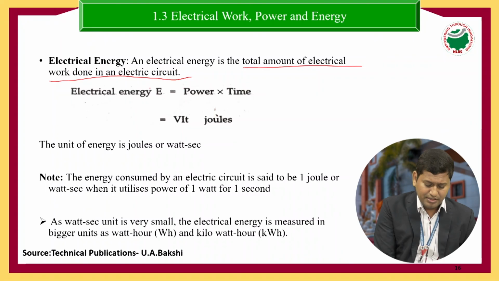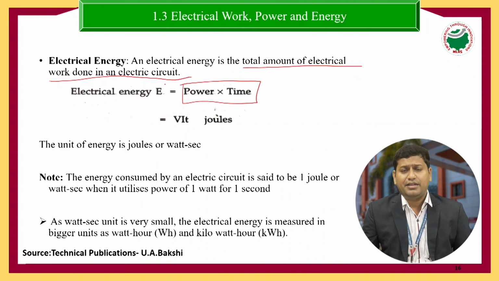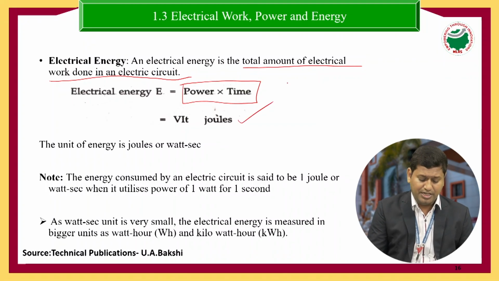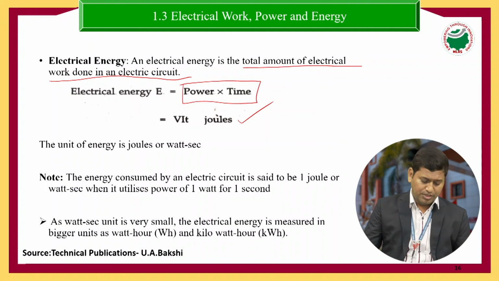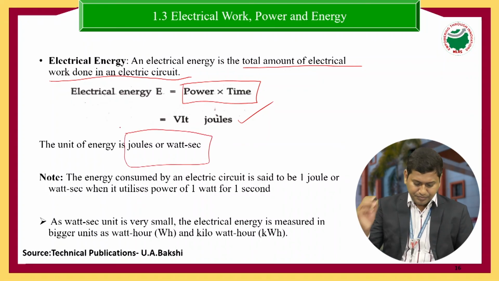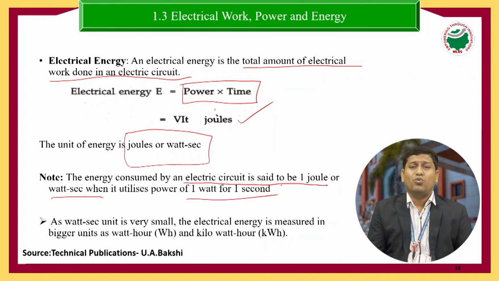The electrical energy is given by the multiplying factors of power and time. That is VIT, given in joules. The unit of energy is joules, or I can write it as watt second. So the energy consumed by an electric circuit is said to be 1 joule, or 1 watt second, when it utilizes 1 watt for 1 second.